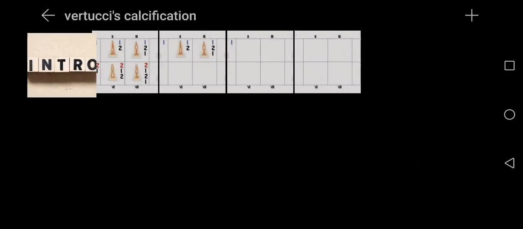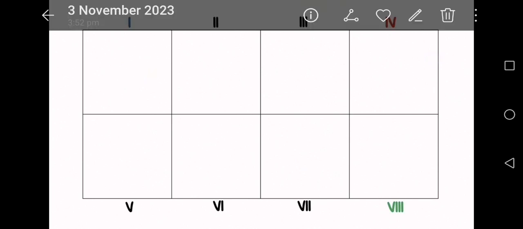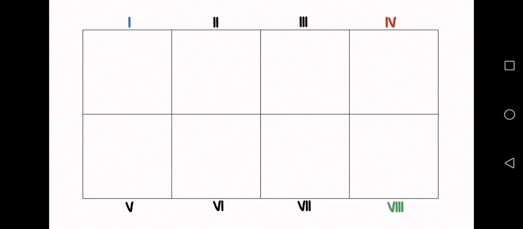So, what we are going to do in here is draw a schedule with the 8 numbers of the classifications enrolled above them. Then we're going to focus on the numbers that we're gonna write. At number 1, we're gonna write 1. At number 4, we're gonna write 2. And at number 8, we're gonna write 3.